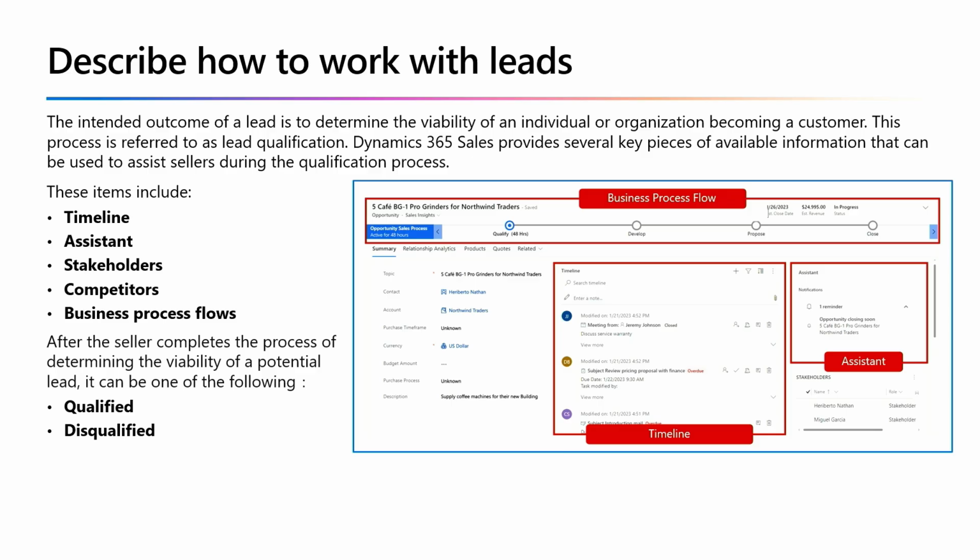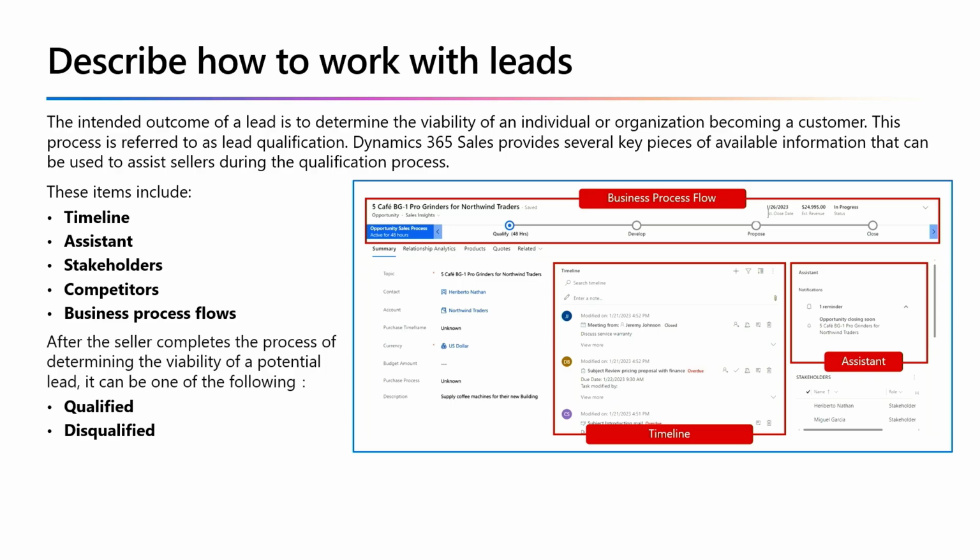Several pieces of information can be used by sellers during the qualification process. These items include timeline. This displays related lead activities. All activities are displayed in chronological order. These could include phone calls made or received, appointments with the lead, internal posts about the record made by colleagues, or notes that were added. For example, all appointments that the account executive had with the client might be listed. They can open each appointment to gather additional information from that meeting.